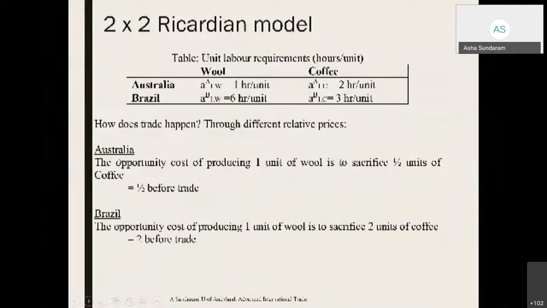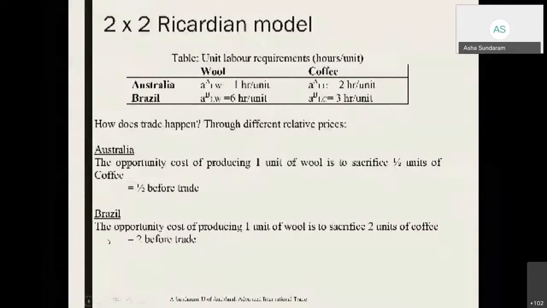Okay, so let's talk about Australia. What is the opportunity cost of producing 1 unit of wool in Australia? So if you're producing 1 unit of wool, then you're going to spend 1 hour, right? And so that means that you're going to sacrifice 1.5 units of coffee. So that means that the opportunity cost of producing 1 unit of wool is 0.5 unit of coffee. So that's 1/2. And again, I'm talking about an autarky situation here, no trade, right?